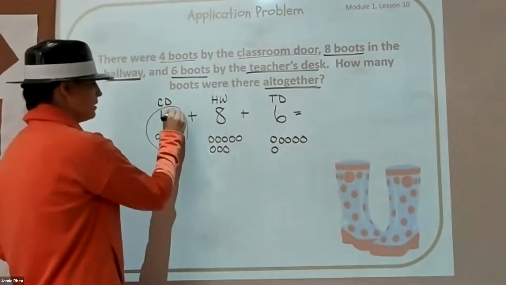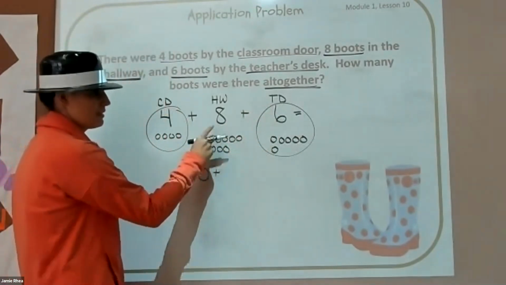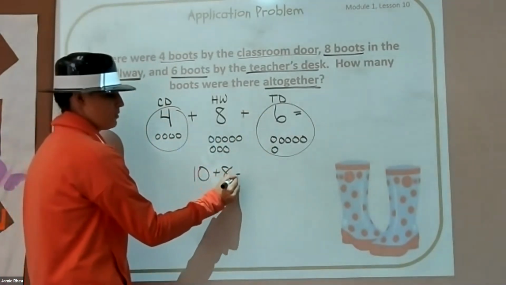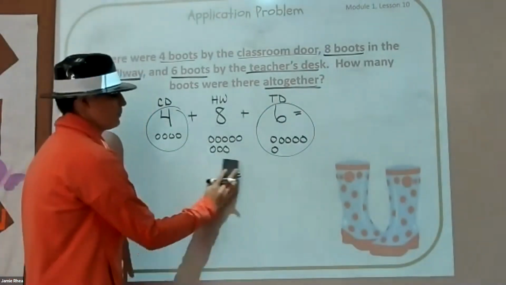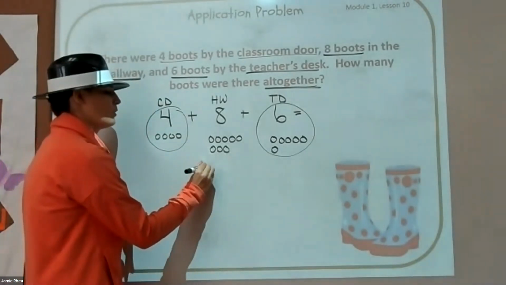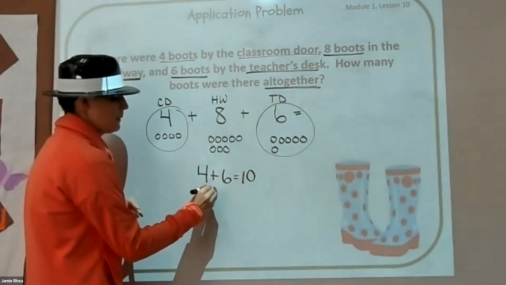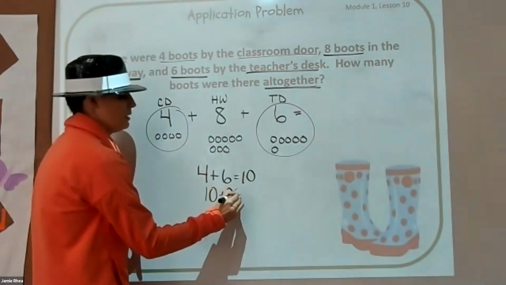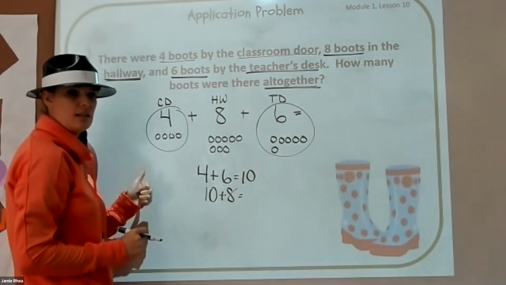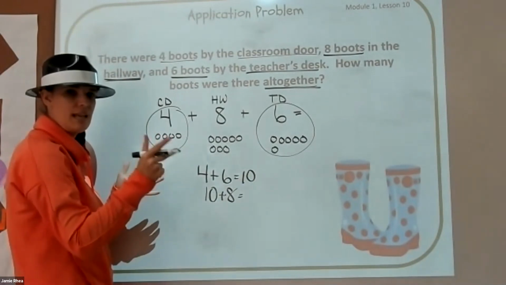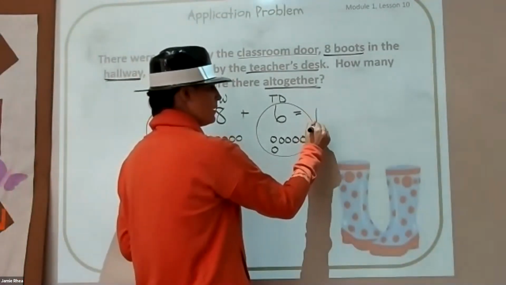So I can circle my 4 and my 6. Now I have 10 plus 8 equals. You know what? I'm going to back up one step. Some of you are going, what? 4 plus my 6 equals the 10, right? Then I've got 10 plus the 8 that we didn't circle equals. How many is that? Let's start with 10. 10, 11, 12, 13, 14, 15, 16, 17, 18. 18. So 4 plus 8 plus 6 equals 18.